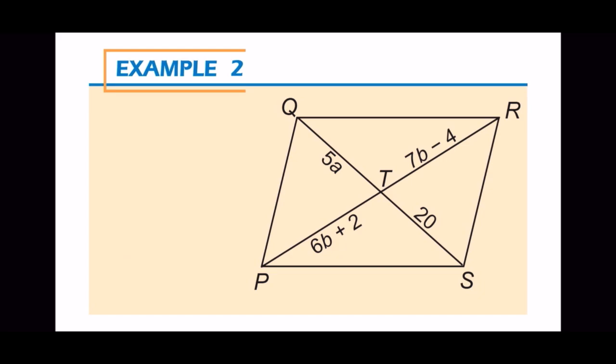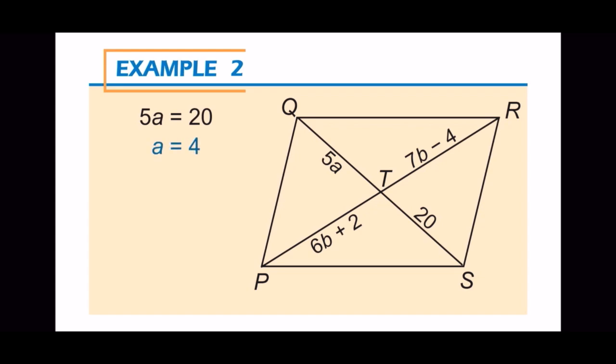Its instructions tell us to find the value of each variable that ensures that the pictured quadrilateral is a parallelogram. So here's example 2a. Notice that it's the diagonals that are labeled, and for this to be a parallelogram, the diagonals must bisect each other. Consequently, if we look at diagonal QS, the 5a must be equal to 20. Now, solving that is rather simple.